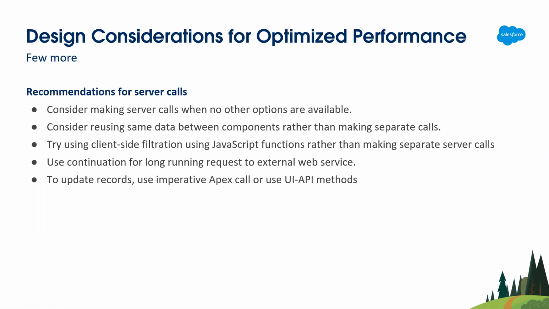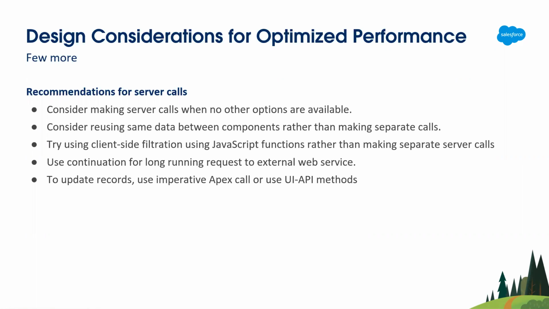I'm giving an example. Let's say you have a data set and you want to perform sorting and filtering based on certain values. Try doing these in the JavaScript code itself, rather than making separate calls through Apex to retrieve the data. Try using client-side filtering with JavaScript functions rather than making separate calls.